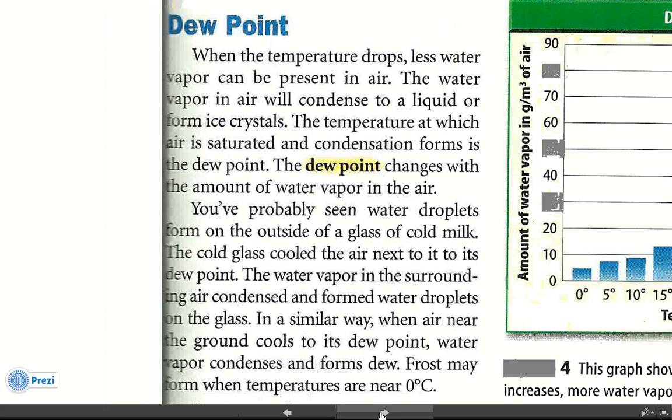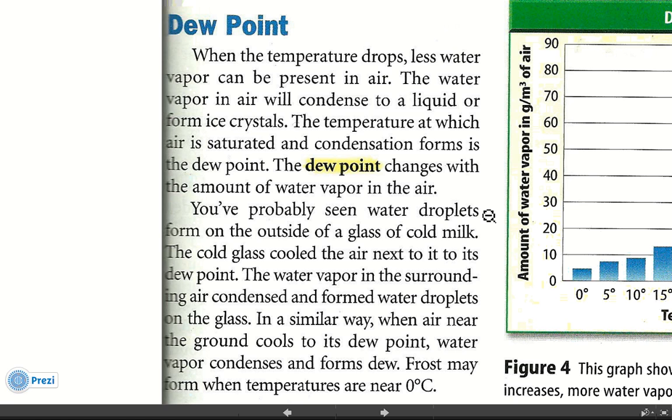Last thing we're going to do is dew point. When the temperature drops, less water vapor can be present in the air. The water vapor in air will condense to a liquid or form ice crystals. The temperature at which air is saturated and condensation forms is the dew point. The dew point changes with the amount of water vapor in the air.